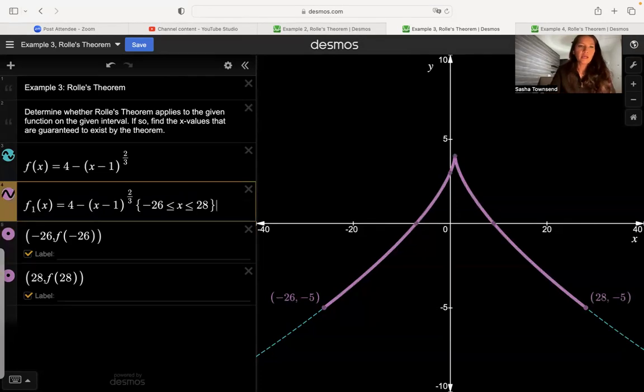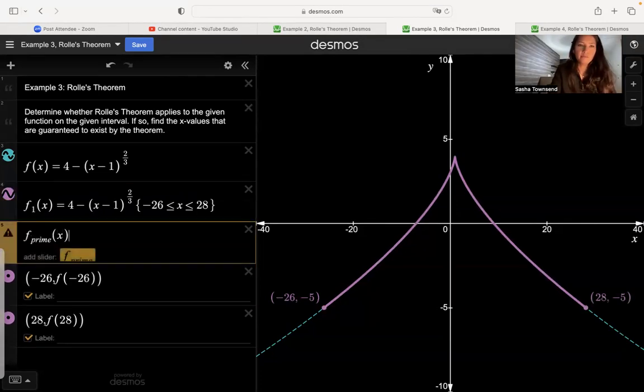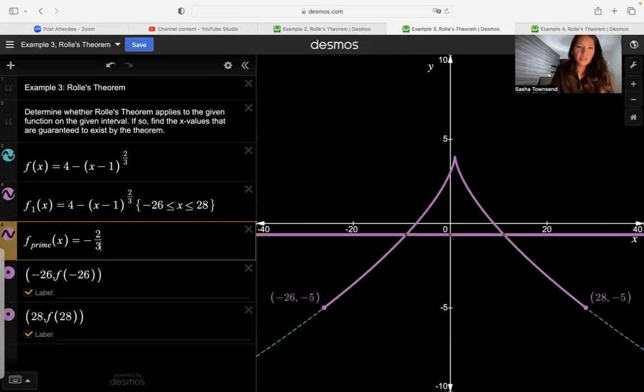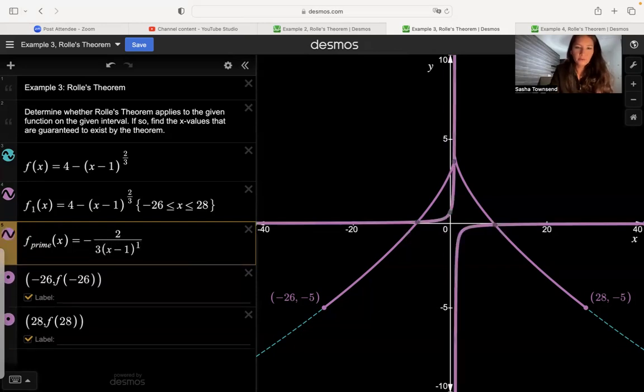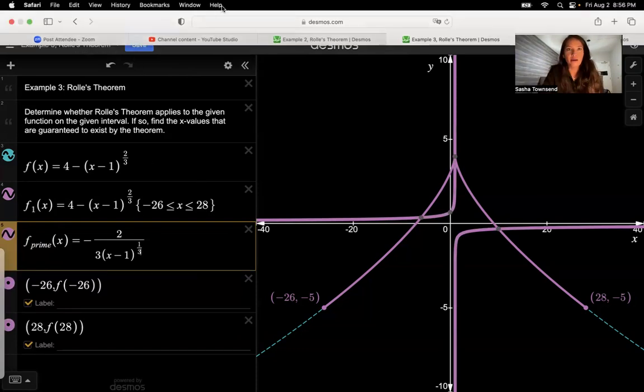So if we actually compute that derivative, like we did on paper, we get y equals -2 divided by 3 times the cube root of x minus 1. And I don't know how to do cube roots on Desmos. So I just write that as something to the 1/3 power instead.